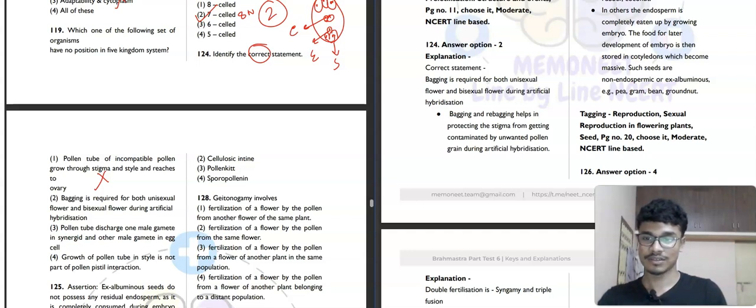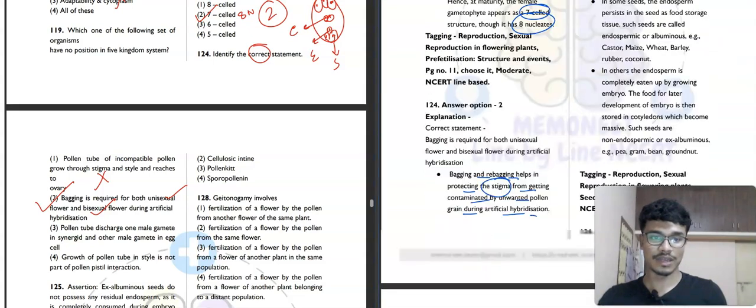Then the next one, bagging is required for both unisexual flower and bisexual flower during artificial hybridization. So we will understand this, that bagging and rebagging helps in protecting the stigma from getting contaminated by unwanted pollen grain during artificial hybridization. That's why bagging is required for both unisexual flower as well as bisexual flower. So this statement is correct. Let's read the other statements as well.